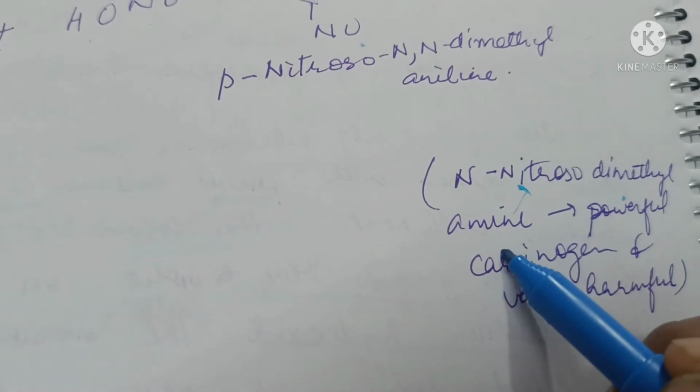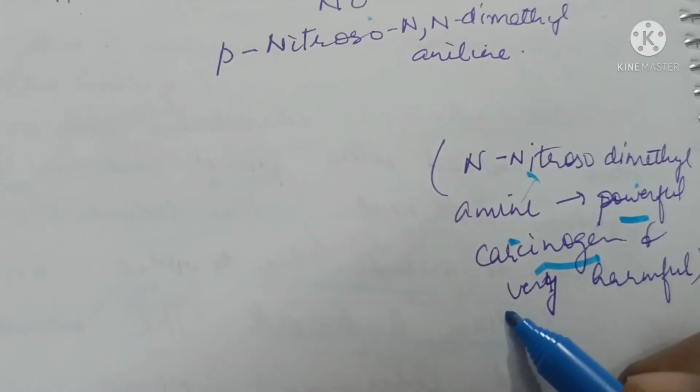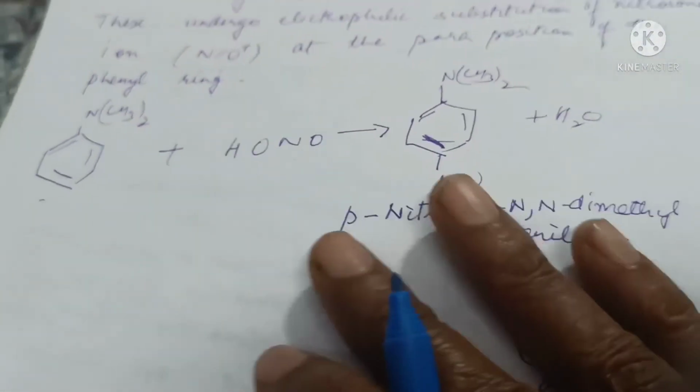N-nitroso dimethylamine is a powerful carcinogen causing cancer. It's very harmful. It is present in the smoke of cigarettes. So cigarette smoking is harmful to health.